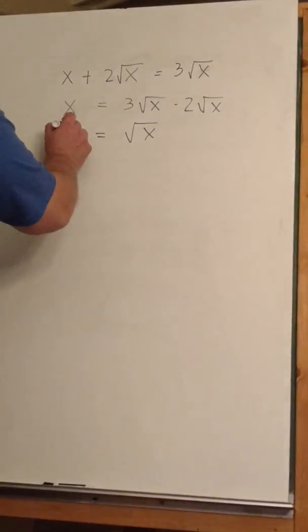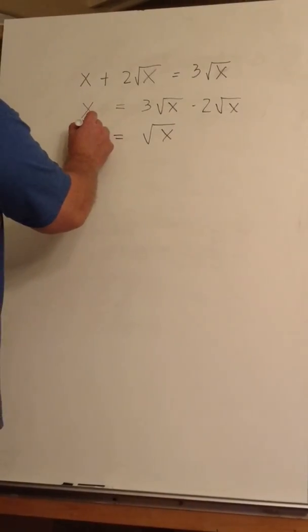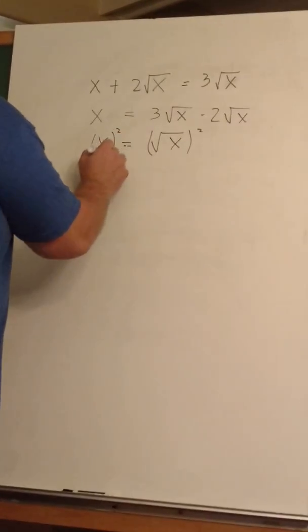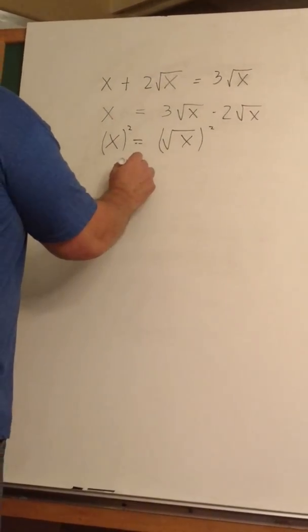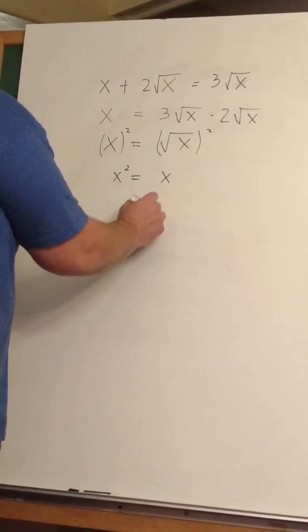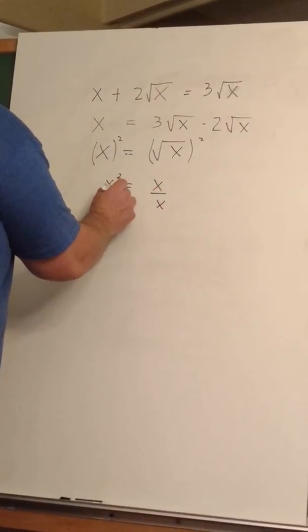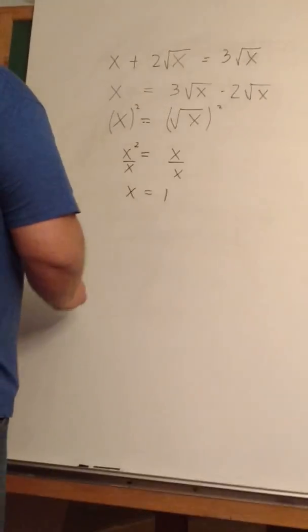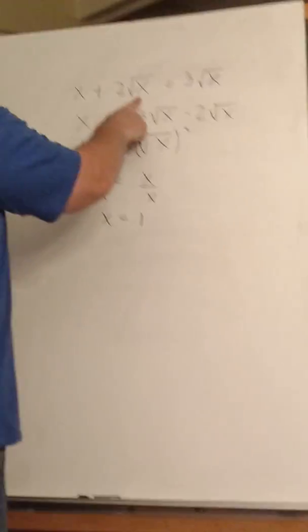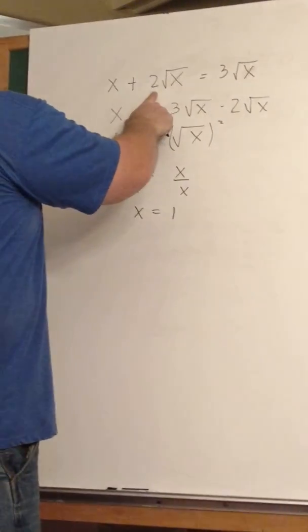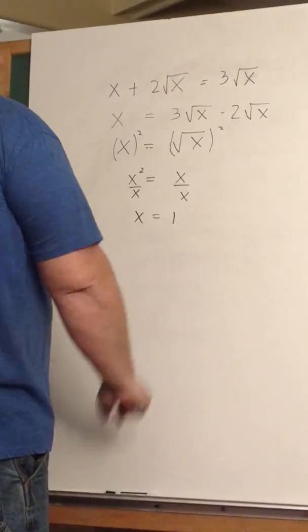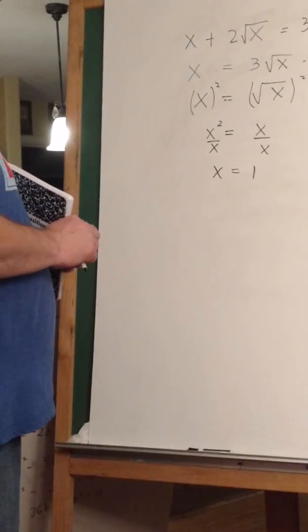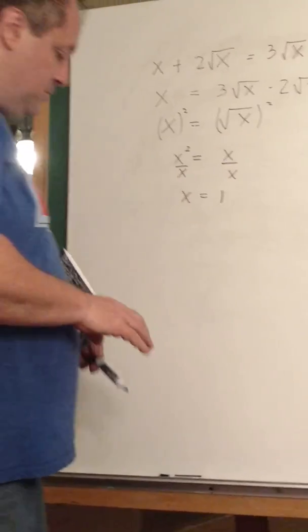You're going to get x. Let me square both sides. So I'm left with x squared equals x. And now what if I divide both sides by x? x equals 1. Which makes sense, right? 1 plus 2 times the square root of 1 is 2. 1 plus 2, 3 times the square root of 1 is 3. So 1 plus 2 is 3. That one was pretty simple. Let's try another one. Let's try on that same page, problem 4.